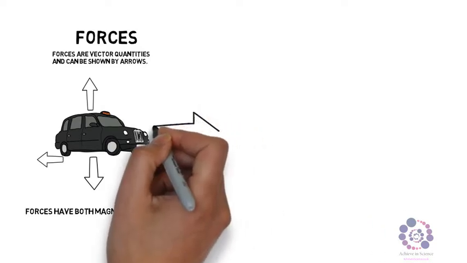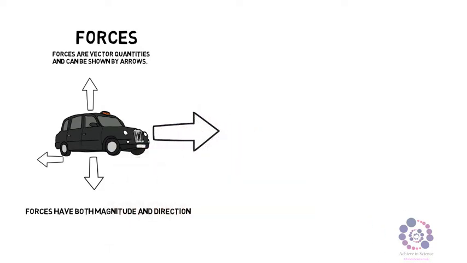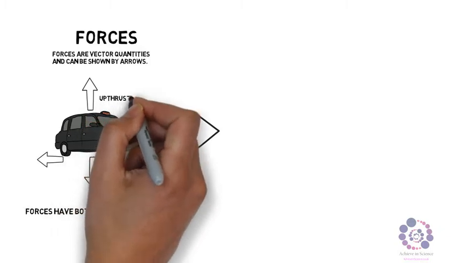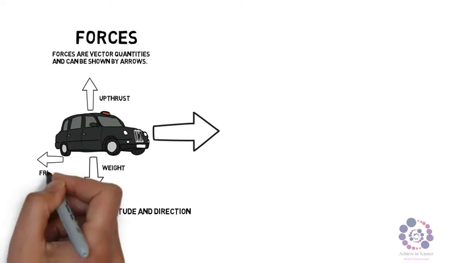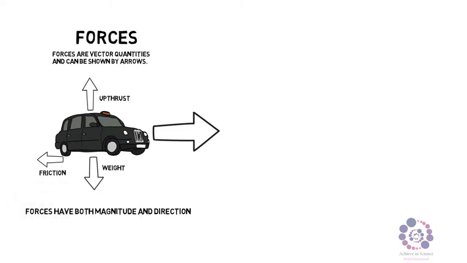Let's now name these forces. The upwards arrow is to show upthrust. The downwards arrow shows weight. The backwards arrow shows friction. And the forwards arrow shows driving force.